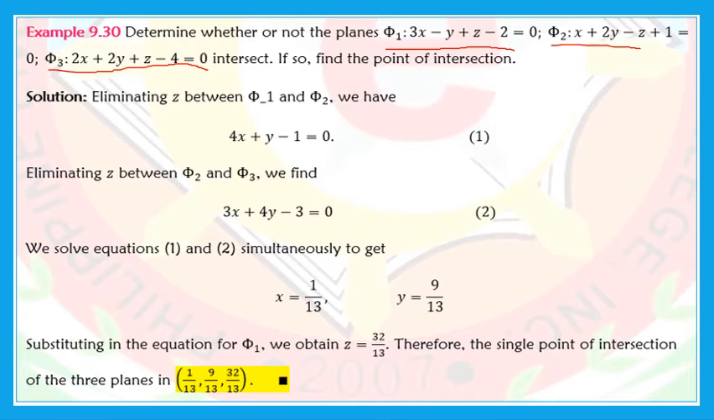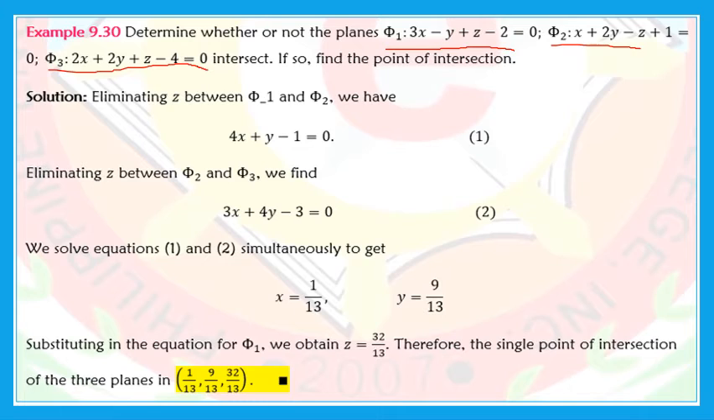Eliminating z between P sub 1 and P sub 2, we have, kung eliminate natin dito si z, using the elimination, okay, so ang ma-obtain natin na equation is 4x plus y minus 1. Algebra lang po. And then, eliminating z between P sub 2 and P sub 3 naman, we find 3x plus 4y minus 3 equals to 0. So, we solve equations 1 and 2 simultaneously. Okay, so solve natin to simultaneously. We get x is equal to 1 over 13 and y equals to 9 over 13.